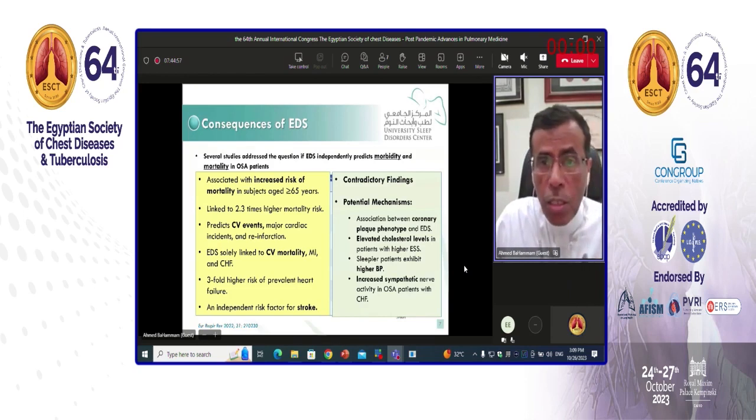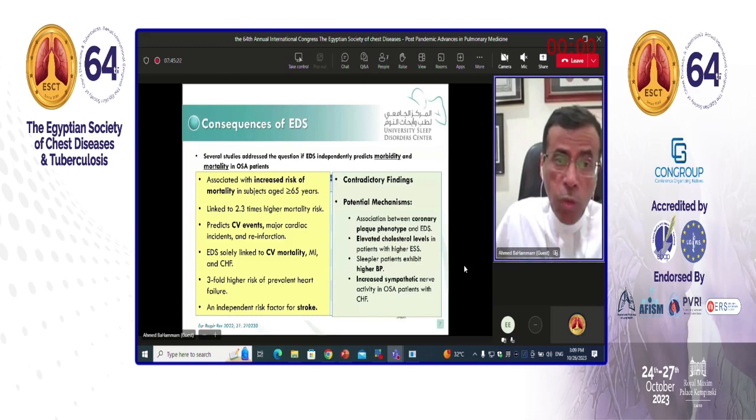There are some contradictory findings, and we are probably looking into different phenotypes of sleep apnea, those with sleepiness and those without sleepiness. Sleepiness has been linked with coronary artery disease, elevated cholesterol levels, higher blood pressure, and increased sympathetic nerve activity, all putting the patient at higher risk for cardiovascular morbidity and mortality.